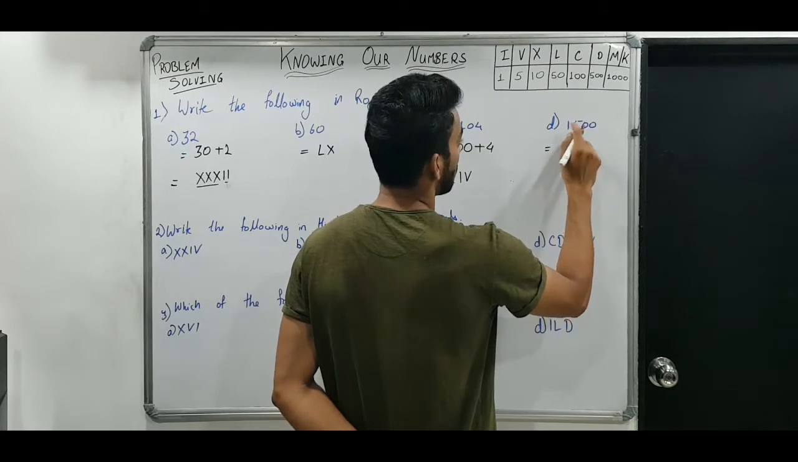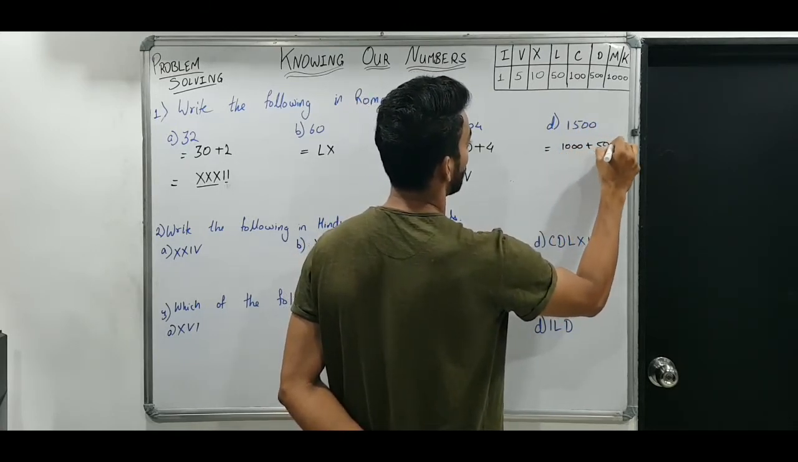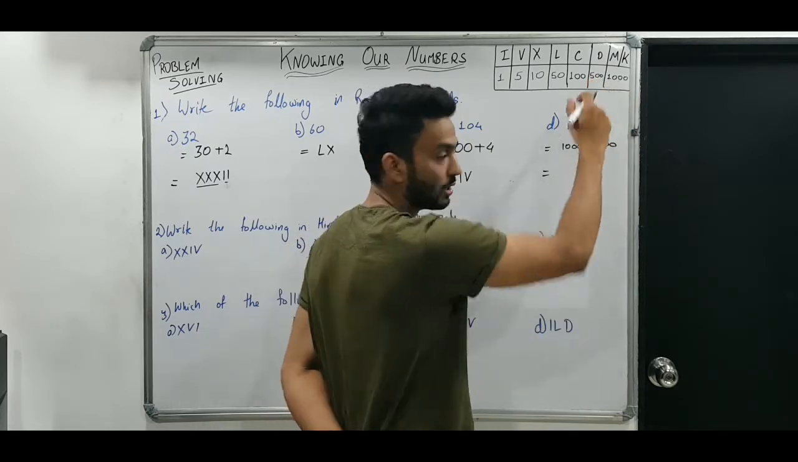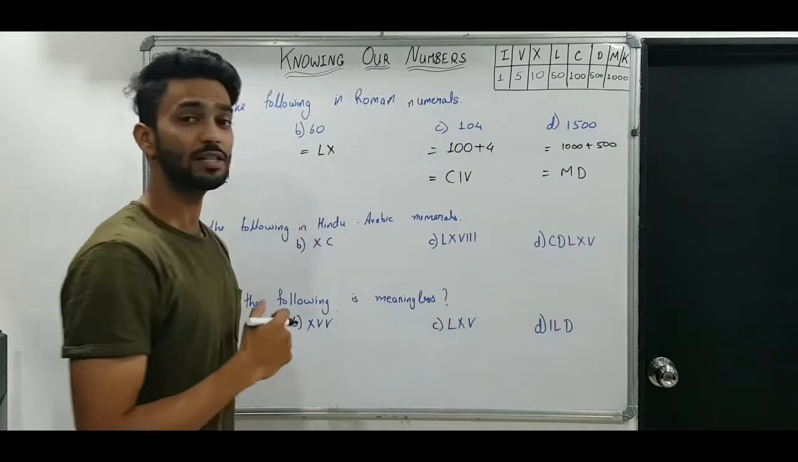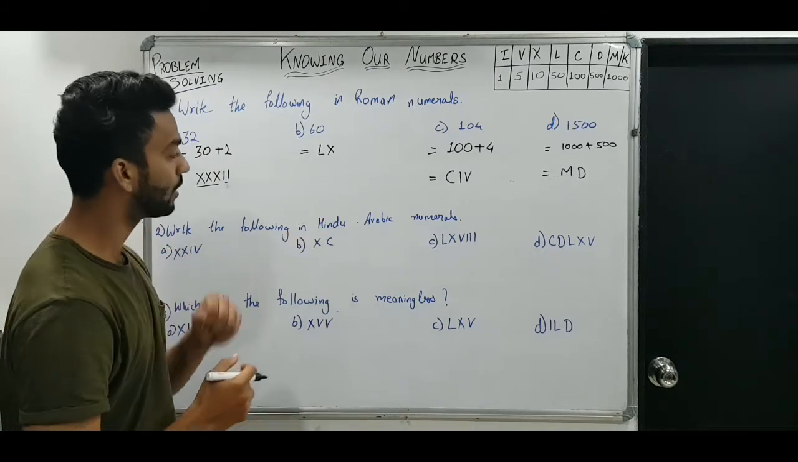Next is 1000 plus 500. Expanded form में 1000 का symbol है and 500 का भी symbol है. So directly it will be written MD. That is 1500.